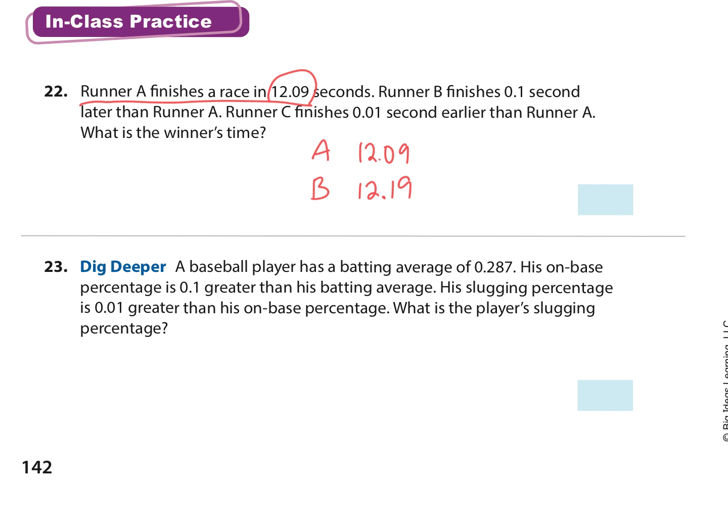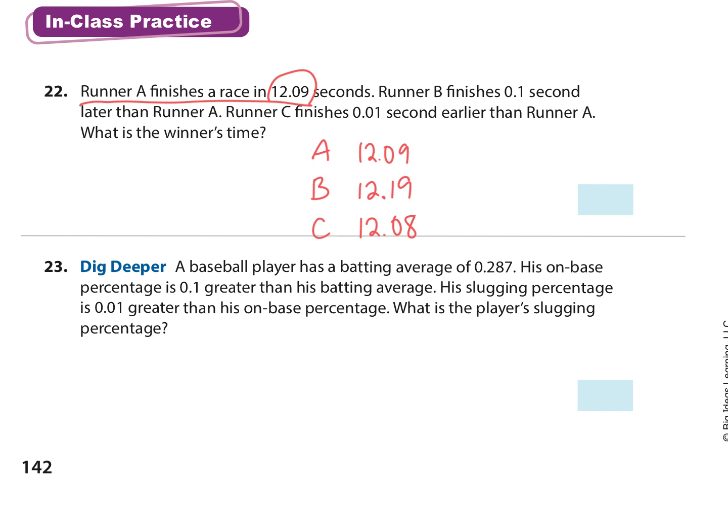Now runner C finishes 100th of a second earlier than runner A. So if I'm looking back at this amount here, what is 100th of a second earlier? Am I taking away time or adding more time? Taking away time. And I'm taking away 100th here. So what am I left with? 12 and 800ths. Because I only have 900ths and they finish 100th of a second earlier. So I'm taking away just 100th.